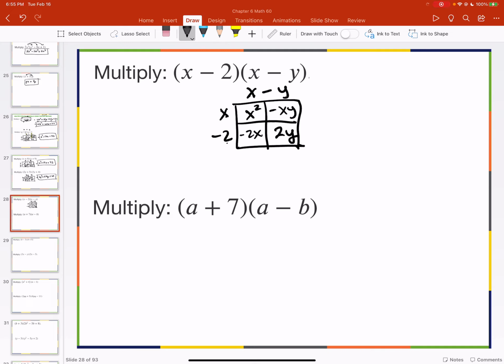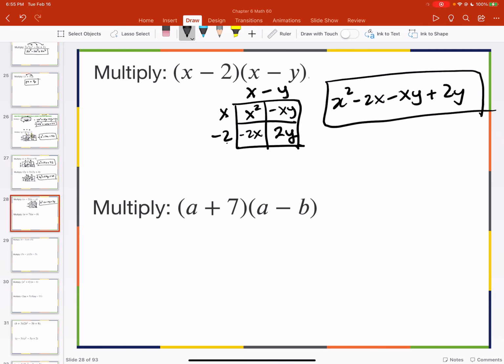Okay, then like terms, are there any? There actually are not any like terms here. So it would be x squared minus 2x minus xy plus 2y. And that's it, because there are no like terms. And the reason being is, notice that there's a y here and there's not a y anywhere else.